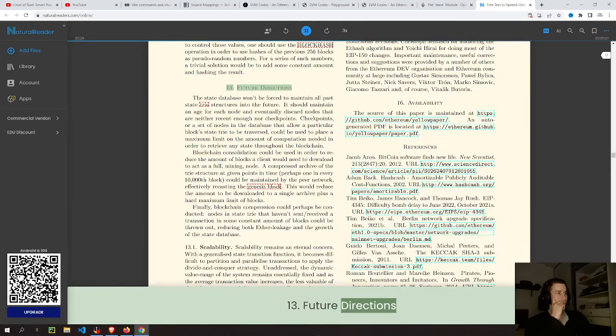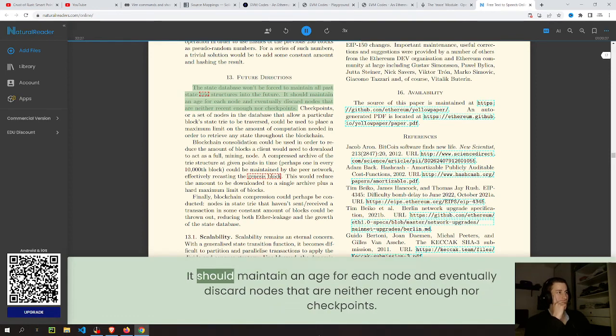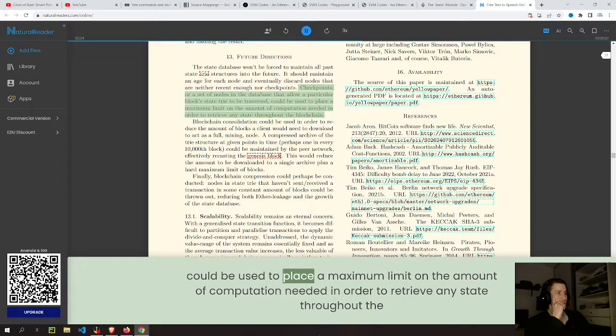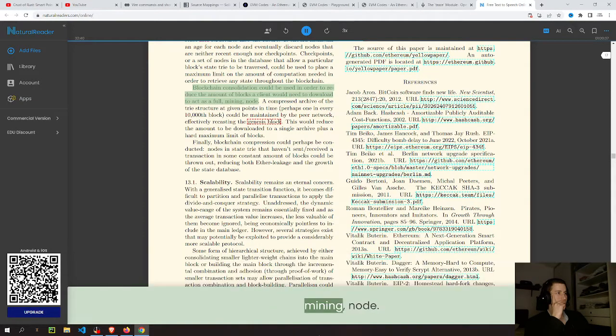13 Future directions. The state database won't be forced to maintain all past state tree structures into the future. It should maintain an age for each node and eventually discard nodes that are neither recent enough nor checkpoints. Checkpoints, or a set of nodes in the database that allow a particular block's state tree to be traversed, could be used to place a maximum limit on the amount of computation needed in order to retrieve any state throughout the blockchain. Blockchain consolidation could be used in order to reduce the amount of blocks a client would need to download to act as a full mining node.